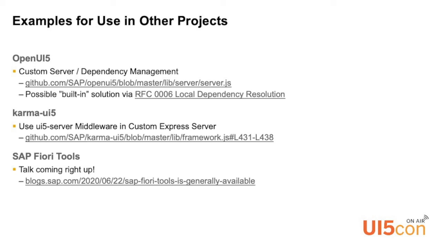Here are some examples of how the Node.js API is being used by other projects. So for example, the OpenUI5 project has a custom server and dependency management that enables developers to easily start a server. And we also plan to make this dependency resolution part available within the tooling, and already wrote some concept for that. You can find this RFC in the UI5 Tooling repository on GitHub if you're interested.